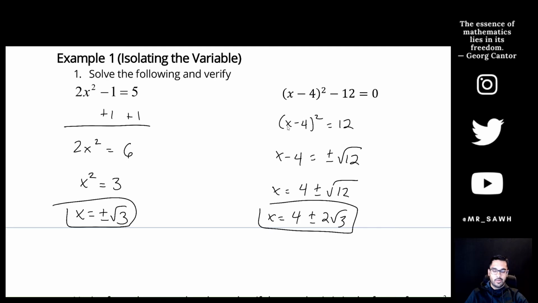Again, factoring would have been very difficult, if not impossible, because I would have to multiply everything out, collect like terms, and then I'm probably not even going to be able to factor it because I have an irrational number as part of the solution.